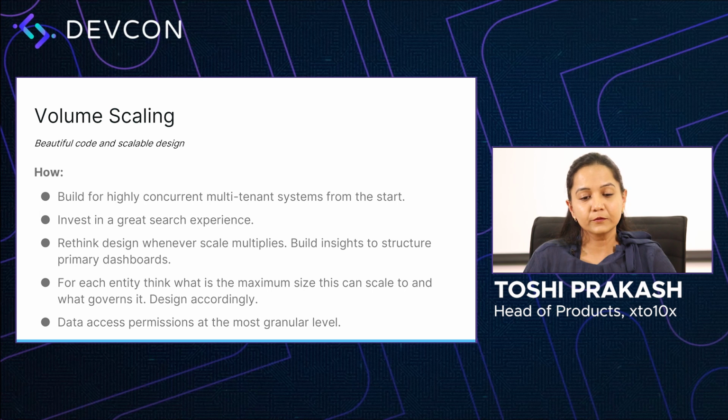Also, one of the crucial things to remember is look at each entity. By entity, I mean each cohesive unit that you have in your product, and see to what level this will scale. What is the maximum size this can go to? And design accordingly. And by that I mean, let's take an example again.